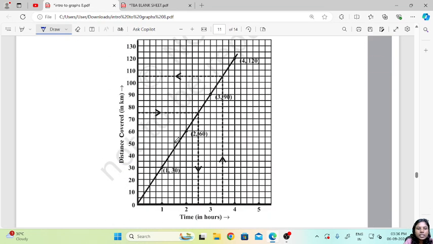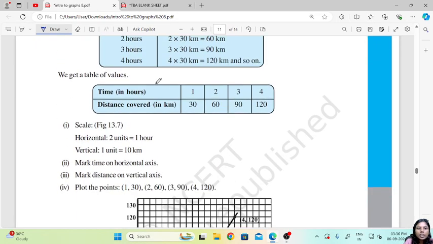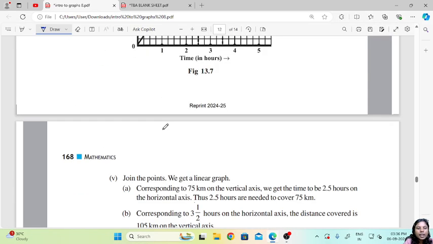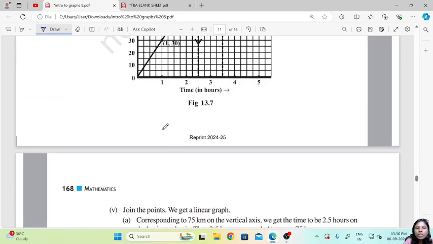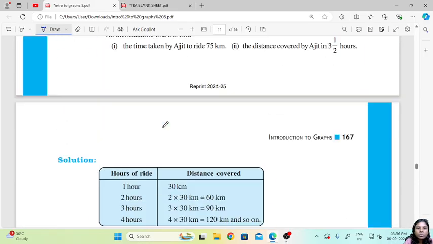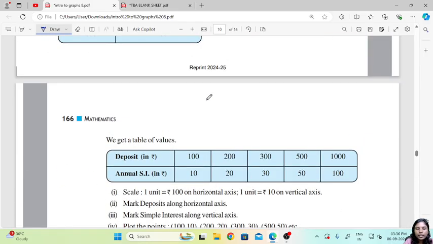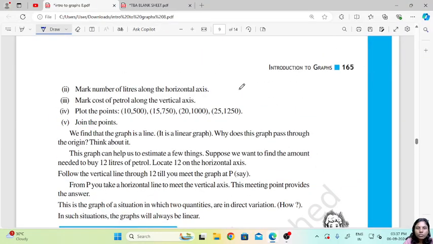Here also what we see is that we are getting a linear graph that indicates that there is a direct variation, because as the amount of time increases, more distance you will be covering. Okay, so this kind of data can also be interpreted from a given graph or line graph. Okay, so that was it for this chapter.